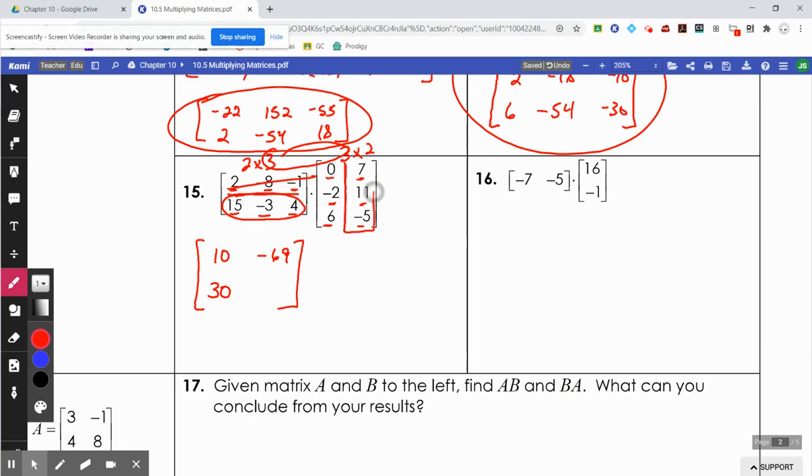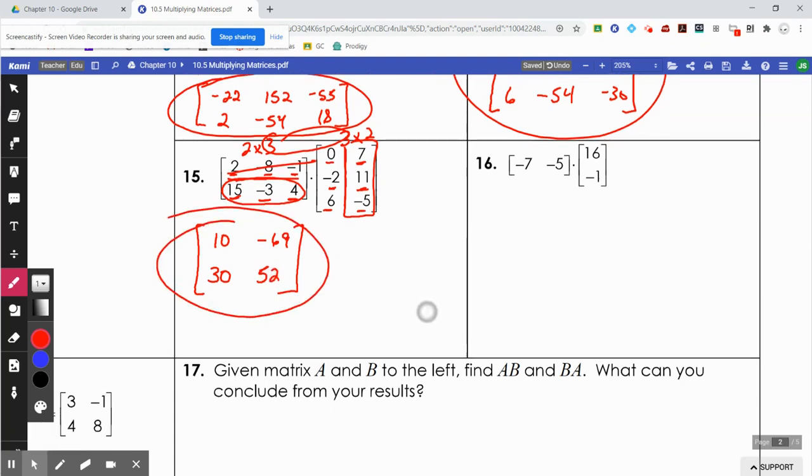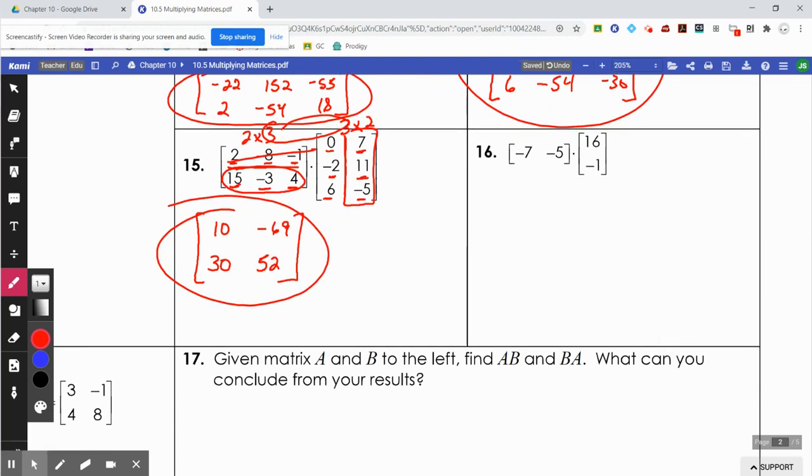Then move on to your second column: 15 with 7, negative 3 with 11, and 4 with negative 5. That's 105, a negative 33, and a negative 20, which gives you a final answer of 52. And that's it.